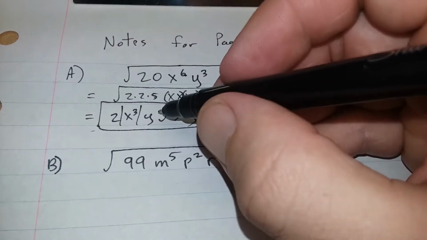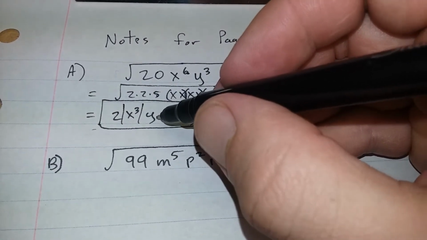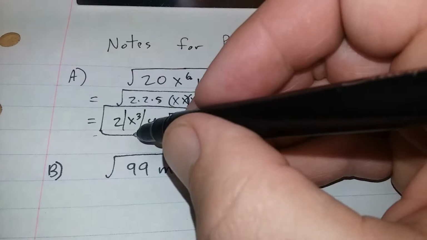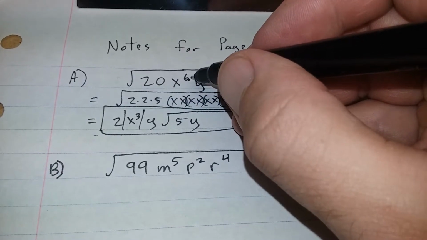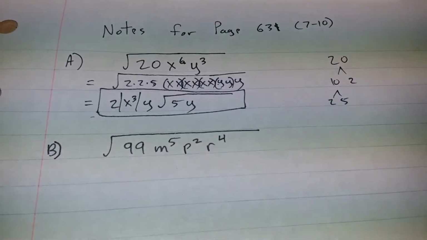Okay, again, notice we don't have absolute value signs around the y because we're going from odd exponent to an odd exponent. It's only when you go from even under the root to odd outside of the root. All right, next one.